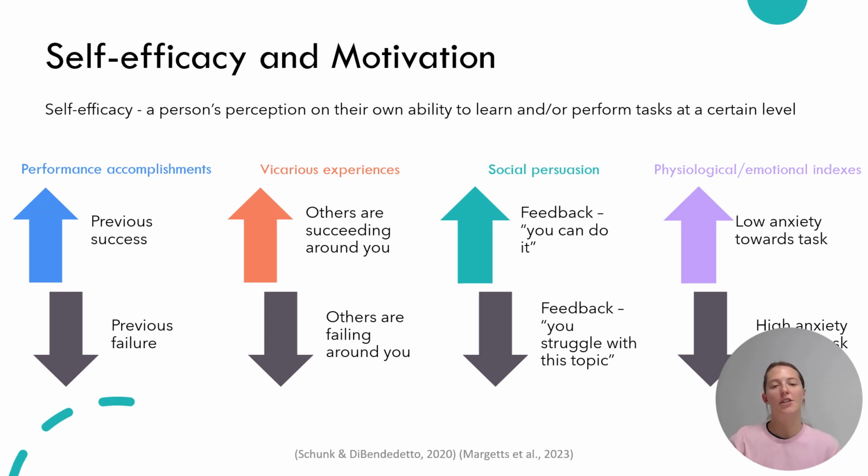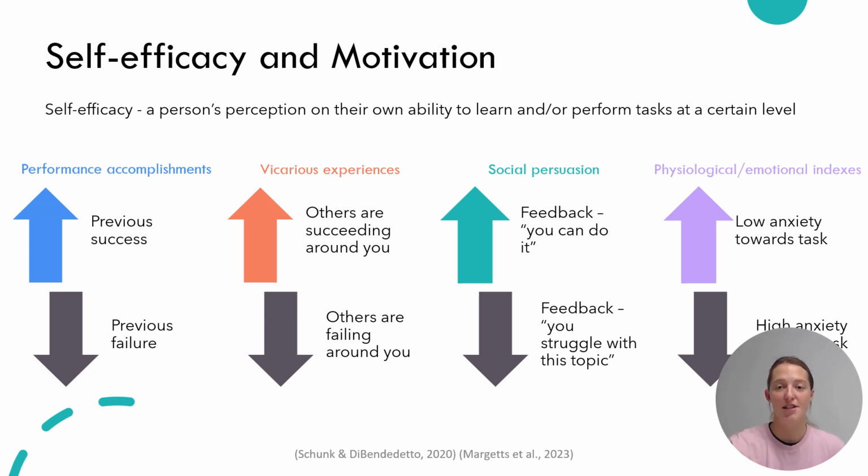So if you look at my little models, they show what increases motivation, what decreases. So self-efficacy has 4 components to it. So one is performance accomplishment. So if you've had previous success, you'll be more motivated. Previous failure, less motivated. Vicarious experiences. So if you see others succeeding around you, it makes you go, oh yeah, I can do this. And so motivation increases. If everyone else is struggling, well, your motivation to try and thrive isn't going to happen.